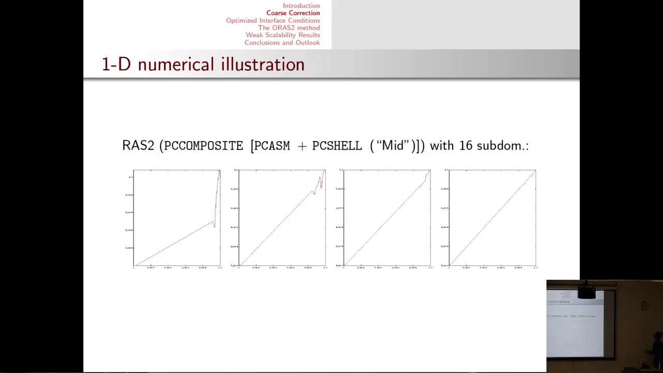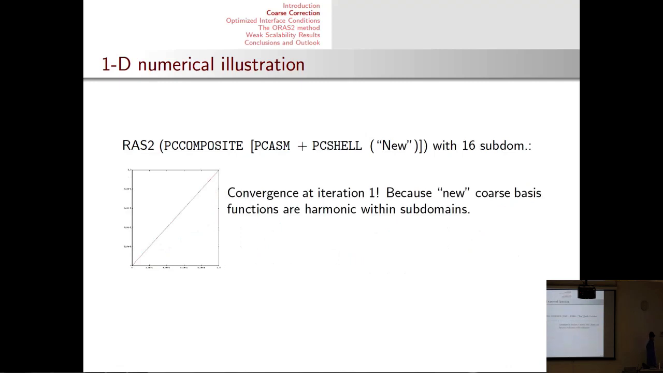So that was what you get if I do the coarse correction with the midpoints. So at iteration 4, we are here at something which looks very good. At least visually, it's nearly the exact solution with 16 subdomains, so it works. But with the new coarse correction, it works even better because we have the exact solution at iteration 1. So what's the magic here?